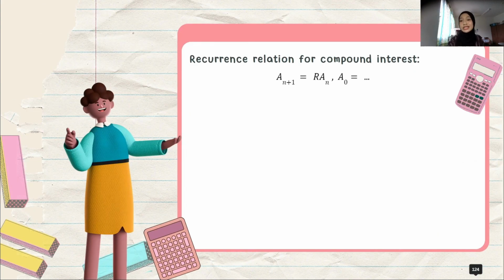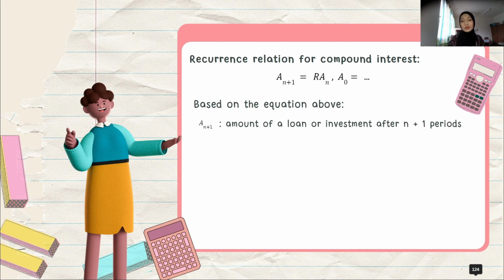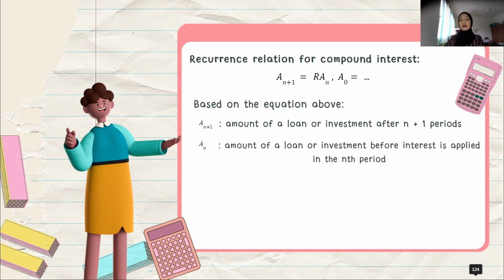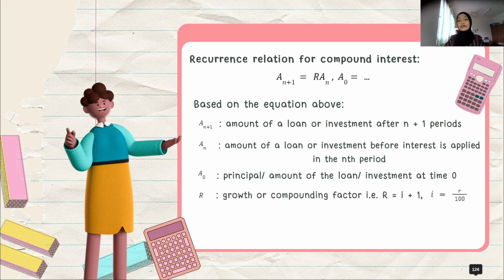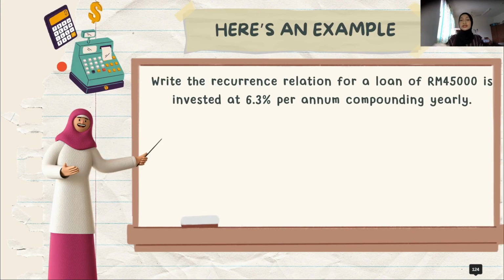So this is the recurrence relation for compound interest. I am going to explain what this geometric sequence formula means. A subscript n plus 1 is the amount of a loan or investment after n plus 1 periods. A subscript n is the amount of a loan or investment before interest is applied in the n period. A subscript 0 is the principal or amount of the loan or investment at time 0. R is the growth or compounding factor, that is R equals I plus 1, and you have to know that I has to be equal to R over 100, R is the interest rate per period, and n is the number of interest-bearing periods.